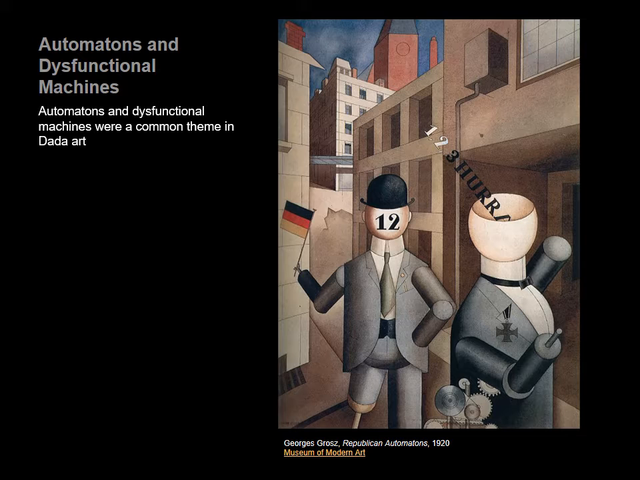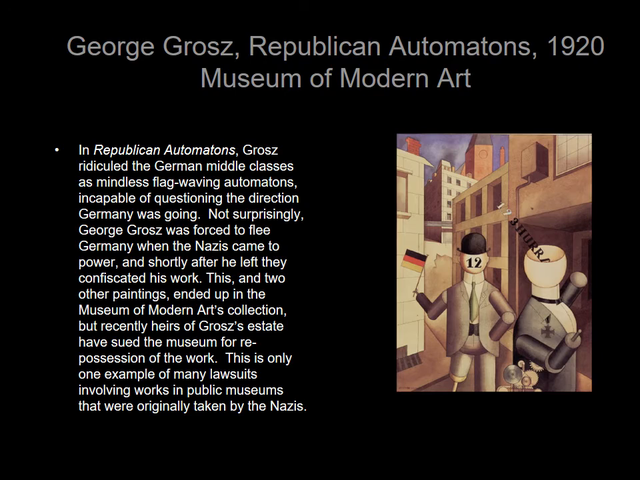Let's look a little more closely at this piece. In Republican Automatons, Grosz ridiculed the German middle classes as a mindless flag-waving automaton, right? So that guy on the left waving the German flag of yellow, red, and black. They're incapable of questioning the direction Germany was going.